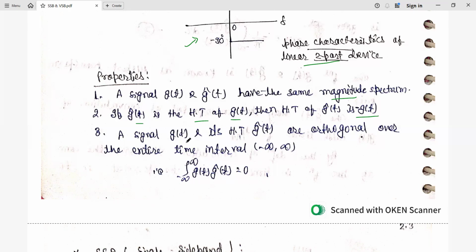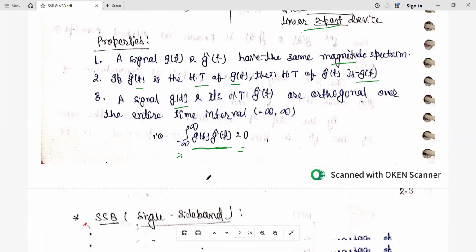Signal g of t and its Hilbert transform g cap of t are orthogonal over the entire time interval. You know about orthogonal, like we have OFDM, orthogonal frequency division multiplexing. These are all 90° to each other. So finally, the integration of g of t and g cap of t, which are a Hilbert transform pair, that product integrated from minus infinity to plus infinity is equal to 0. These are the basic properties.